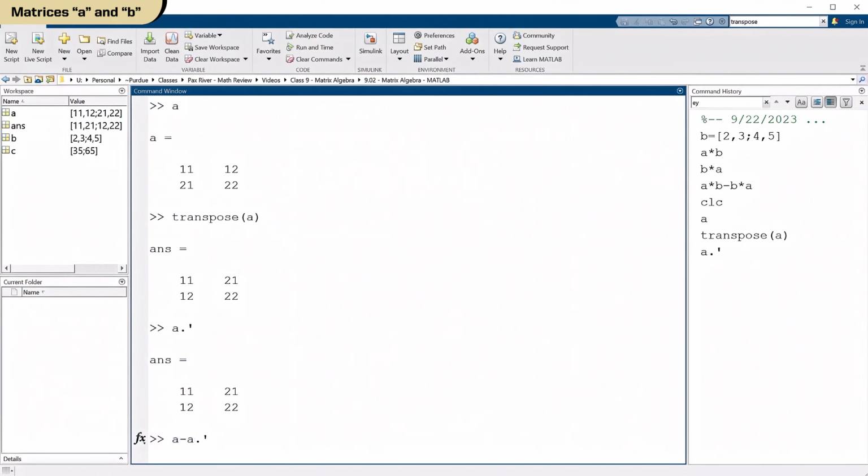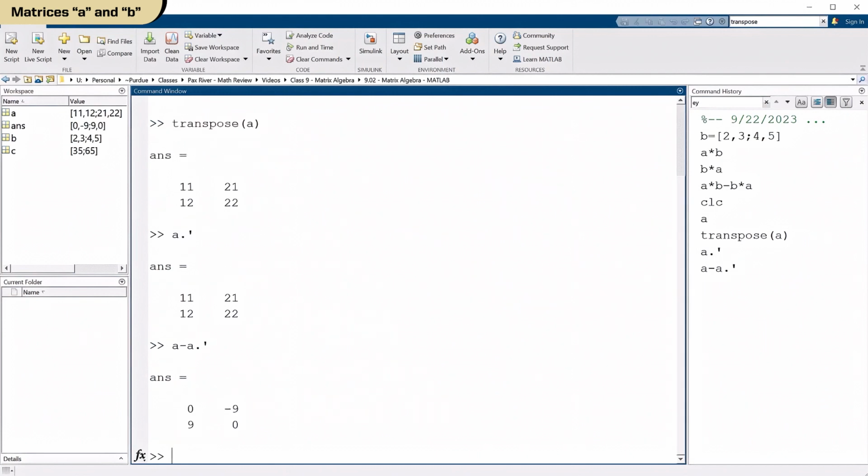Now this is not going to be 0, and it's not going to be the identity matrix. Notice that the diagonal goes to 0 when you subtract a matrix from its transpose, or vice versa. But the off diagonals, there's no reason to think those will be 0.